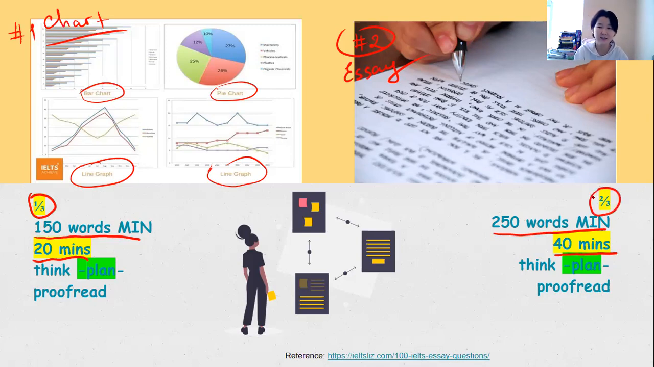And the general logical chain for how to respond to writing task 1 and writing task 2: you should firstly think, which means understand the task, then plan it, then proofread. Proofreading means that after writing, you should read. It's very important in order to avoid spelling mistakes and punctuation mistakes, or to reorganize your paragraphs as well.